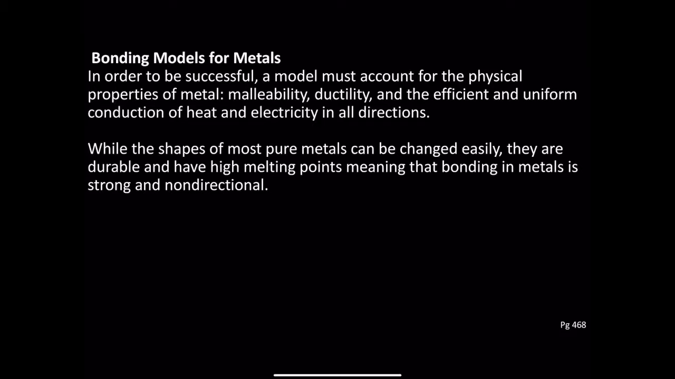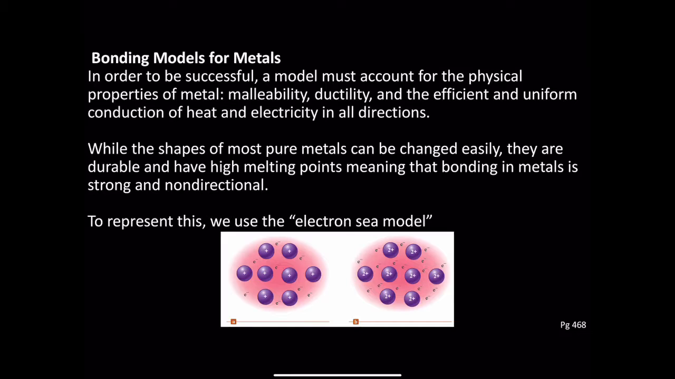So while the shapes of most pure metals can be changed easily, they're durable and have high melting points, meaning that bonding in metals is strong and non-directional, right? So you can hit a piece of metal oftentimes and it might dent or something like that, but it won't shatter like hitting a block of salt might. So we use this electron sea model to show that, right? So we have all these spherical metal atoms that are bonded close to one another, and we don't attribute any electrons to a given metal atom, right? So we have a bunch of electrons that kind of float around, which is very helpful for the conduction of heat and electricity, okay?